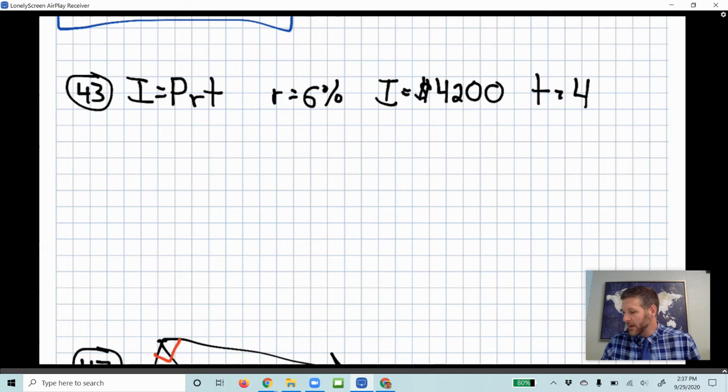43 says Kim borrows money at an annual simple interest rate of 6% to buy a car. How much did she borrow if she paid $4,200 of interest over the life of a 4-year loan? Now, you might be like, interest? What? I don't understand any of this. Well, no, they give you the formula. They give you this formula, I equals PRT, where I, let me get the right color here.